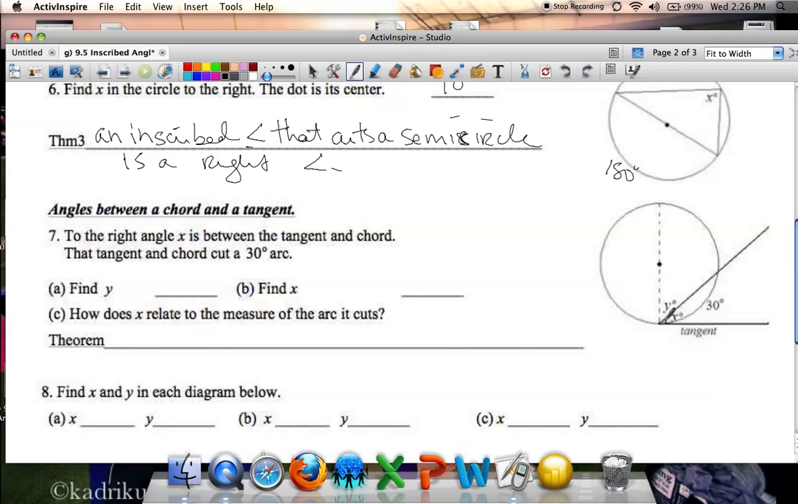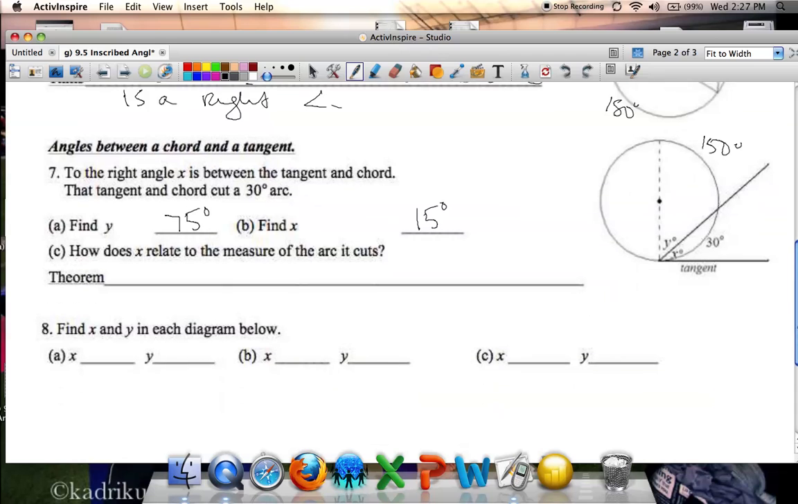They tell us this part is 30 degrees, which means this must be 150, which means Y must be 75, which is the inscribed angle that matches with 150. So X has to be such that this whole corner angle is 90. So 75 and 15 degrees is 90.